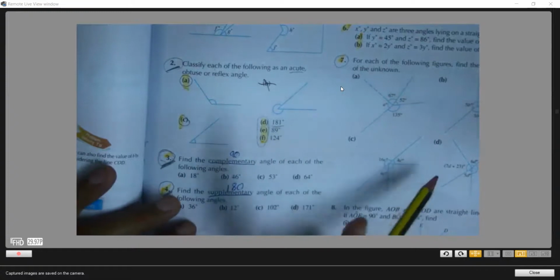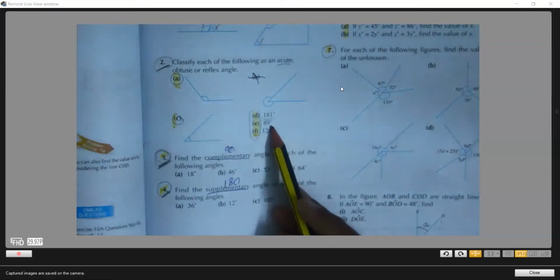Okay, 181. So it is greater than 180. So angles which are greater than 180 are called reflex angles. Very good. So this is a reflex angle. Okay, 89. This is acute, because it is less than 90. Though it is only 1 degree less than 90, it still falls into the definition of acute. And this, though only 1 degree greater than a straight angle, still falls into the definition of reflex angle. What about 124? It is obtuse, right? It is greater than 90 but less than 180.